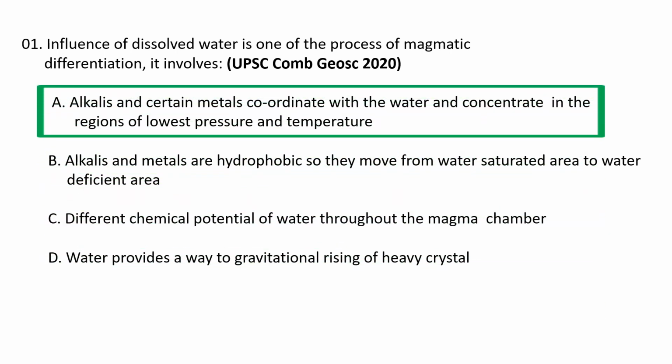So influence of dissolved water is one of the process of magmatic differentiation, and it involves alkalis and certain metals. They coordinate with the water and concentrate in the regions of lowest pressure and temperature. Magmatic differentiation varies significantly based on various factors, most notably the presence of water. An abundance of volatiles within the magma chambers decreases the viscosity and leads to the formation of minerals bearing halogens, including chlorides and hydroxide groups. So it involves alkalis and certain metals. They coordinate with the water and concentrate in the regions of lowest pressure and temperature. A is the correct option.